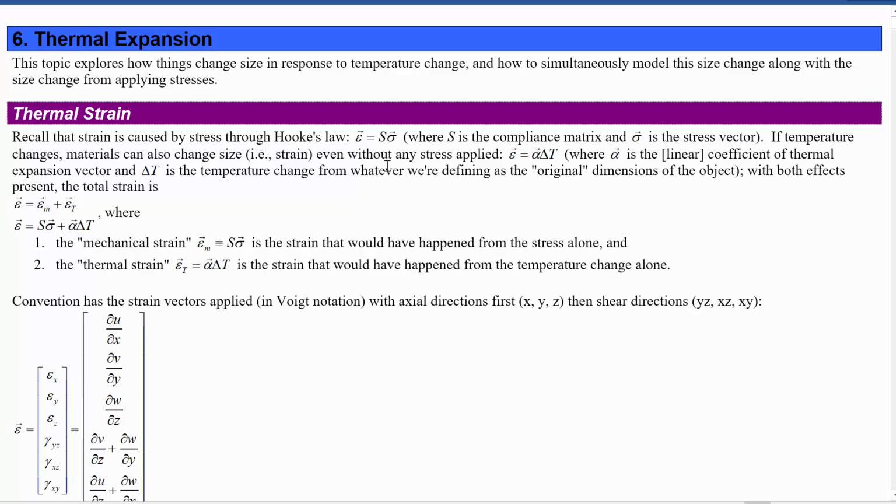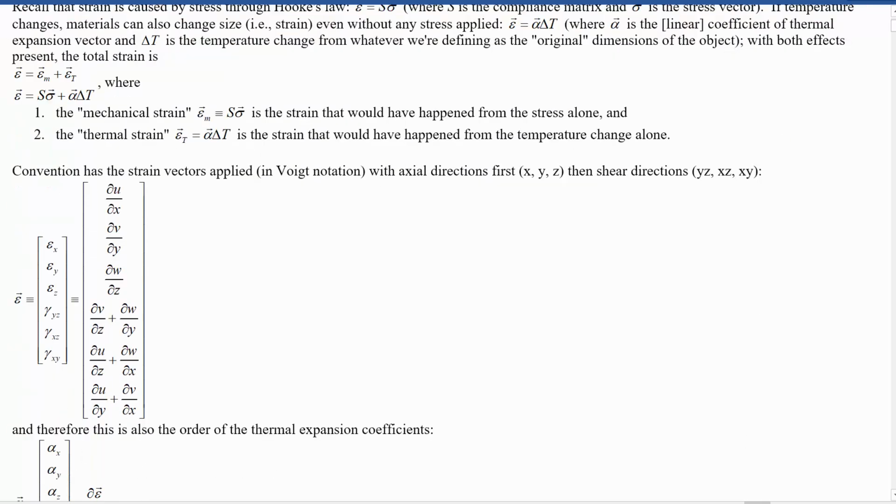But that's not the only thing that can lead to strain. If you heat up an object, then you'll find that it also gets a strain developed according to alpha times delta T, where alpha is the linear coefficient of thermal expansion and delta T is the temperature change from whatever we're going to define as the original dimensions of the object. So we could say that the total strain is this first strain, compliance matrix times the stress, plus the new strain, the thermal strain, alpha times delta T, where you might call this first part the mechanical strain, and you might call this second part the thermal strain.